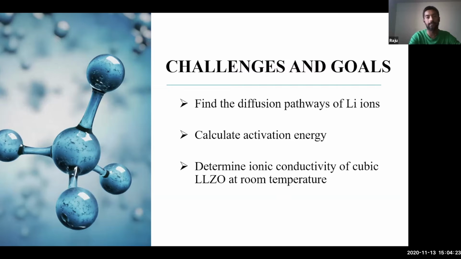Many researchers and groups performed this kind of simulation, but those papers were not as explicit as we were. So we showed explicitly how we can measure the ionic conductivity from the diffusion pathway, and that was the unique and easiest way to find the ionic conductivity.